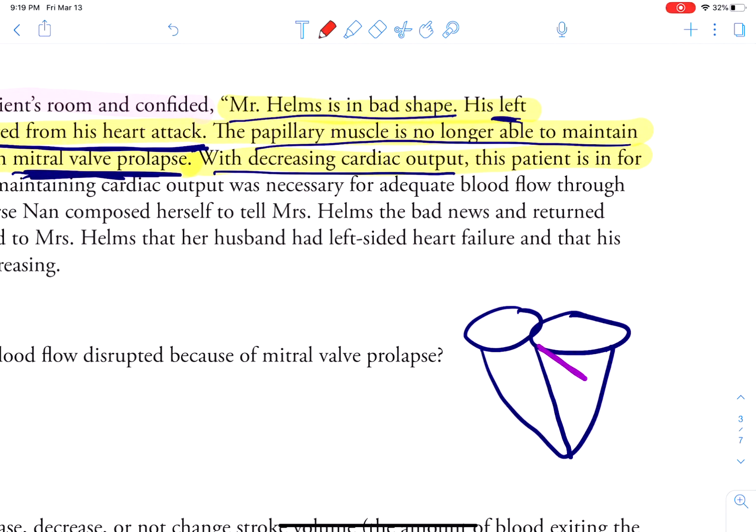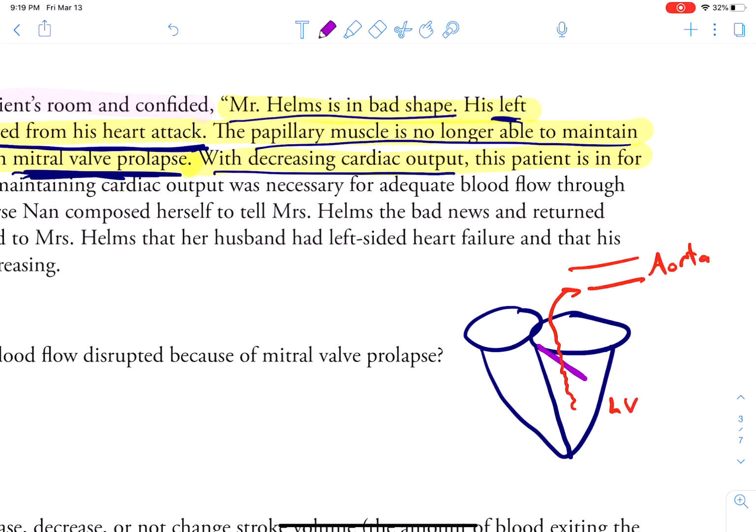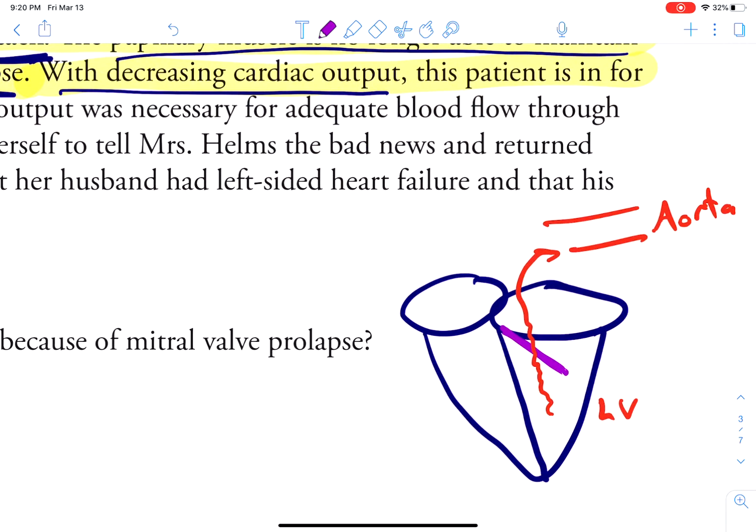Now, normally what happens when the ventricles contract is that blood moves out of the left ventricle and shoots into the aorta. So that's what happens normally. And the reason that can happen is because when the left ventricle contracts, the mitral valve provides a nice seal between the atria and the ventricles. But now with this prolapse, what's happening is that the mitral valve is moving back up into the left atrium there.